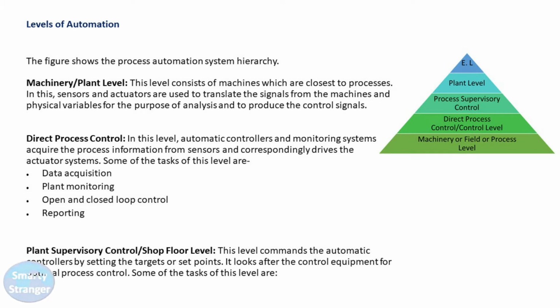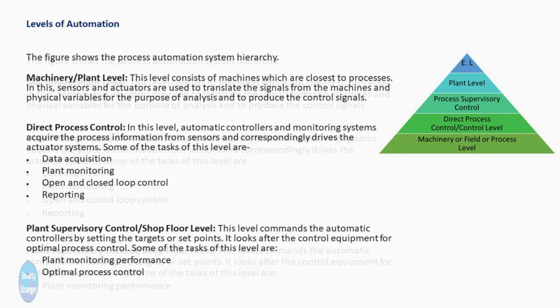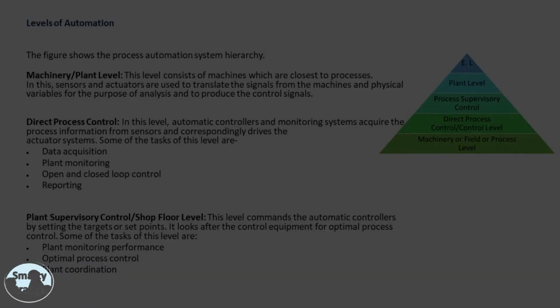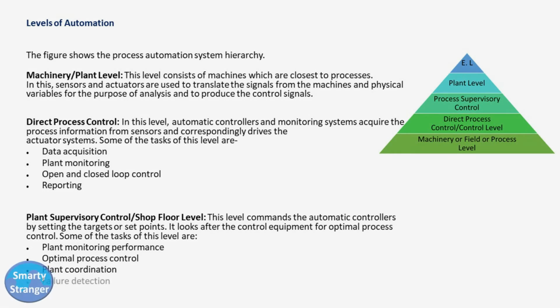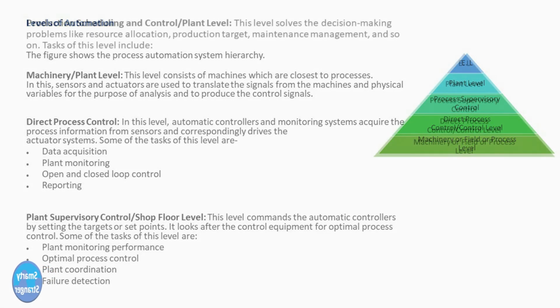Plant supervisory control/shop floor level. This level commands the automatic controllers by setting the targets or set points. It looks after the control equipment for optimal process control. Some of the tasks of this level are plant monitoring performance, optimal process control, plant coordination, failure detection, production scheduling.